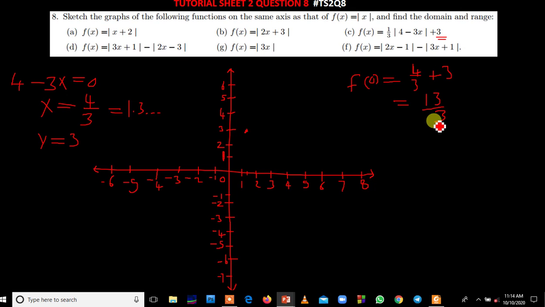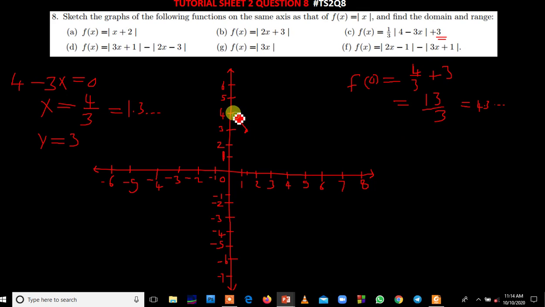So 13 over 3 is just the same as 4.3, somewhere there. So we're just doing approximation. So this is just the same as 4.3, and this is going to cut the x-axis at the point which is 13 over 3. The y-axis is going to cut the y-axis at the point 4.3.